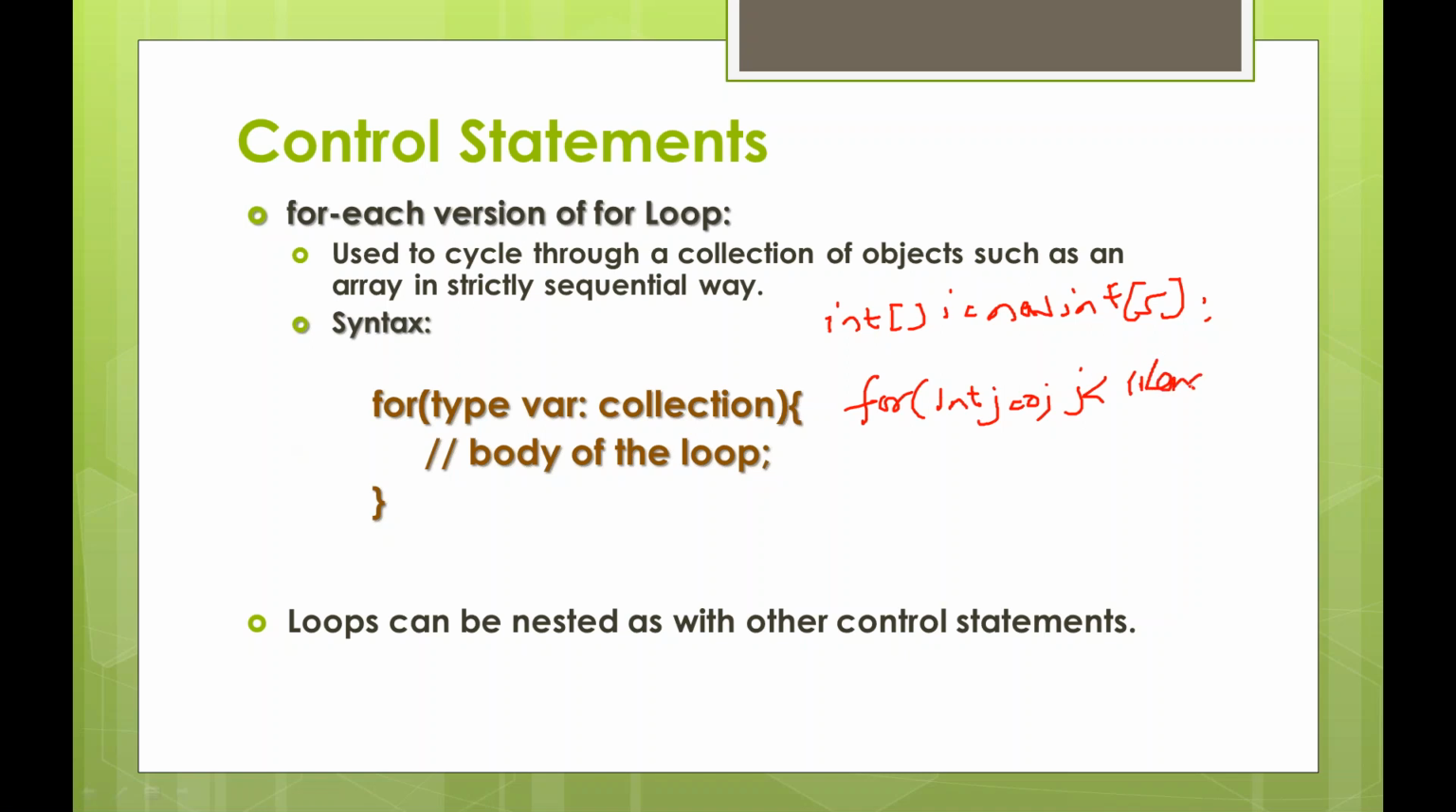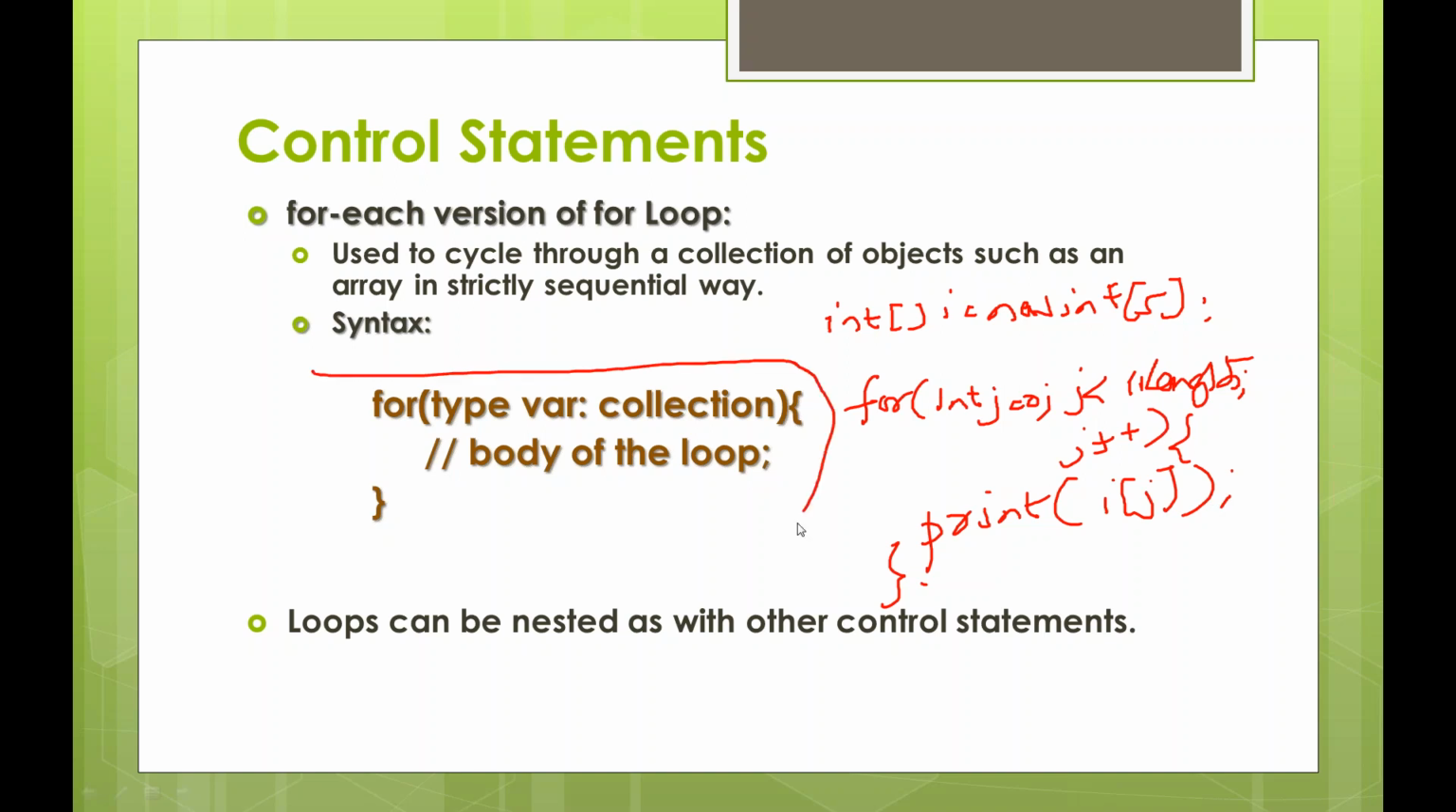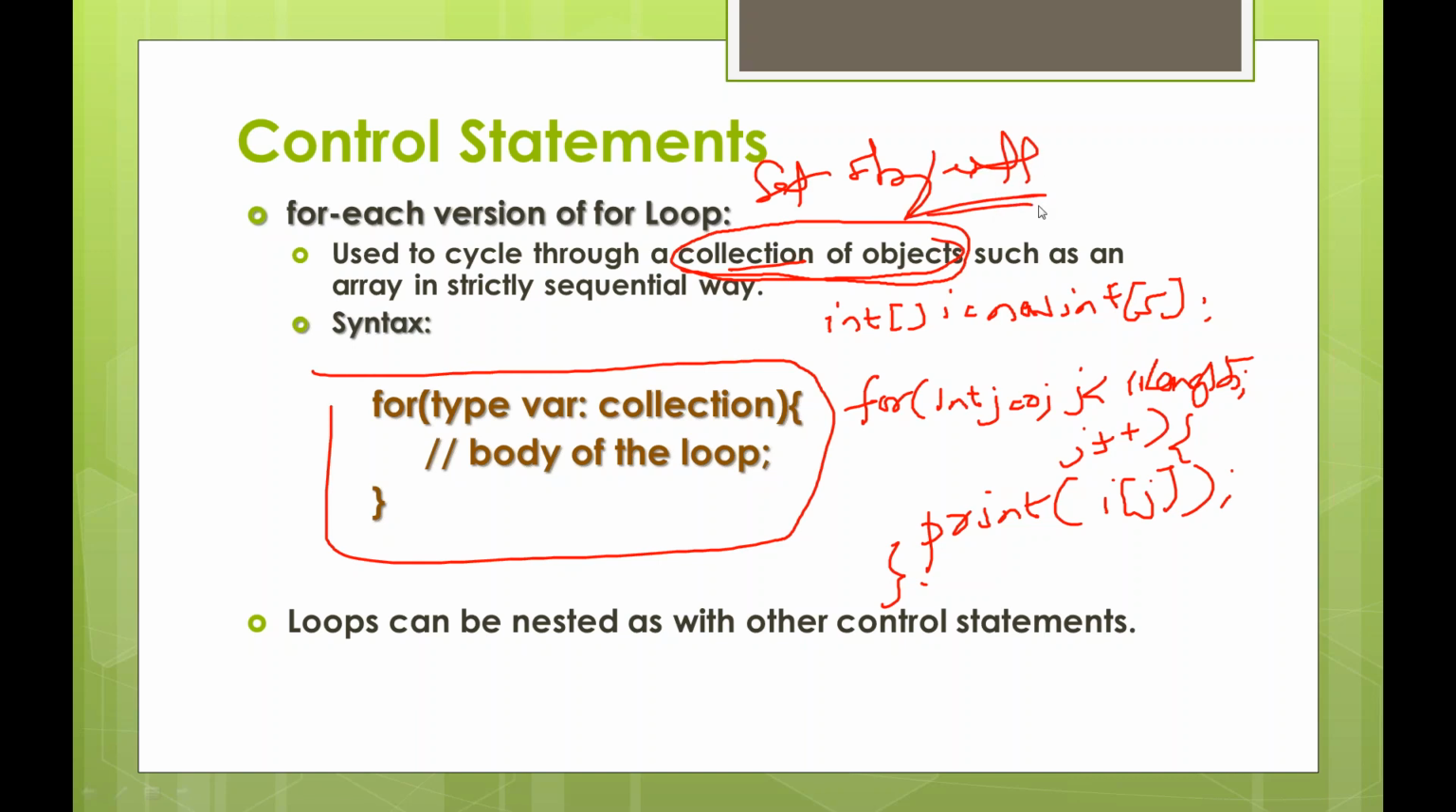Okay, j less than i.length, and j plus plus, and we used to print i of j. This is what we used to do. But with the enhanced for loop, all these complications are not required. But remember, this applies only to a collection of objects, a set of objects. So the same thing we have written here, we can write just like this.